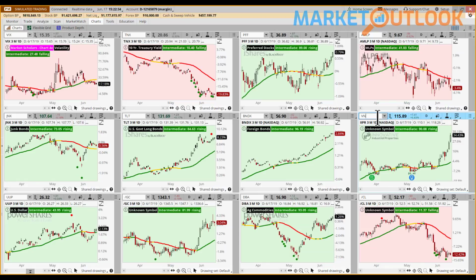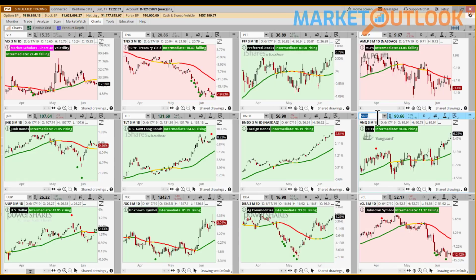But I would say that VNQ all by itself, remember that's going to have all different types of REITs within it, all by itself looks very, very strong right here. So that seems to be one of the hotter areas of the entire market, so stay tuned to real estate. Now keep in mind, with the Fed decision coming up here later this week, that can have either a positive or a negative impact on REITs because they are so interest rate sensitive. So things can change in a hurry, but right now, with the information that we have, REITs remain in a very, very strong trend.